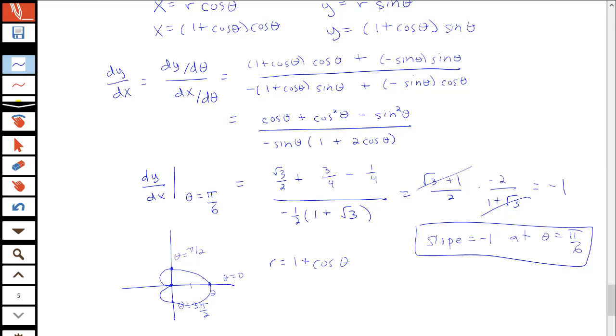So theta equals pi sixth, somewhere around here. We can just sort of get a little sketch here of what our tangent line looks like, something like this. So I can just see that I do have that negative slope there, which turns out to be a slope of negative 1 at that particular theta value. Okay, so let me know if you have any questions on this material.